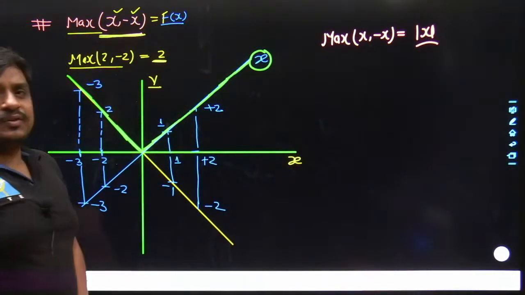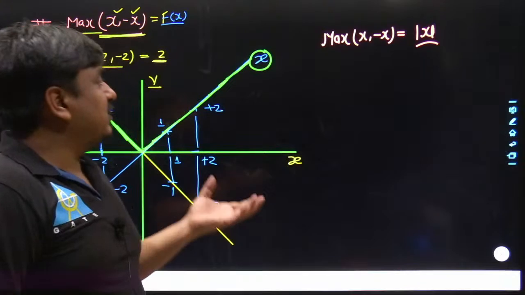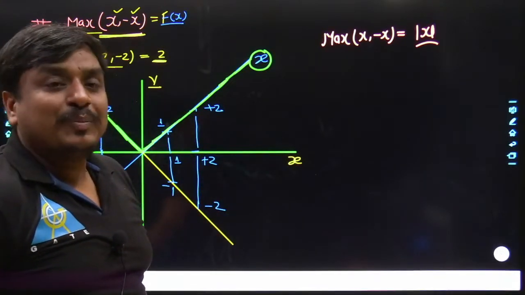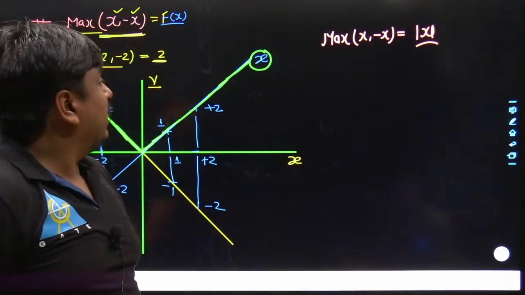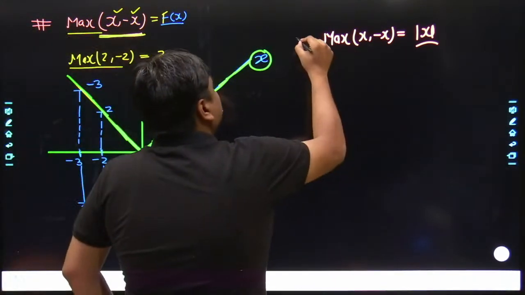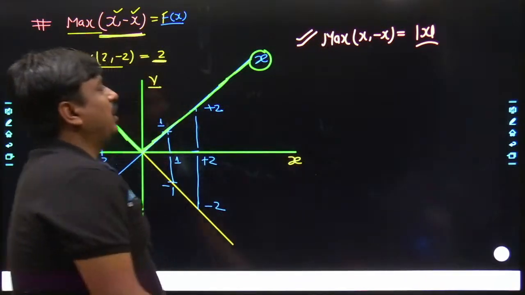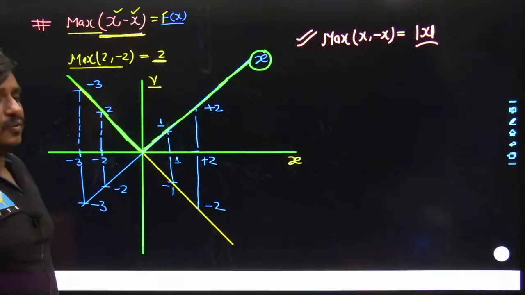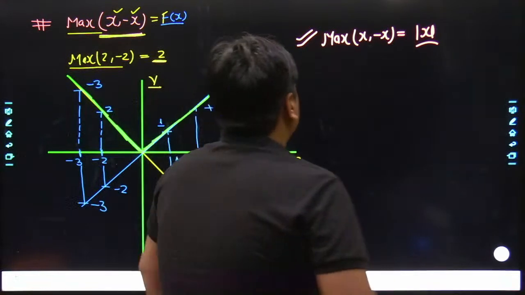I would like to ask each one of you, could you really digest this concept or not? Because 5 years back, a problem came based on this concept. Could you understand from where this concept is derived? The max between x comma minus x is simply equal to mod of x.